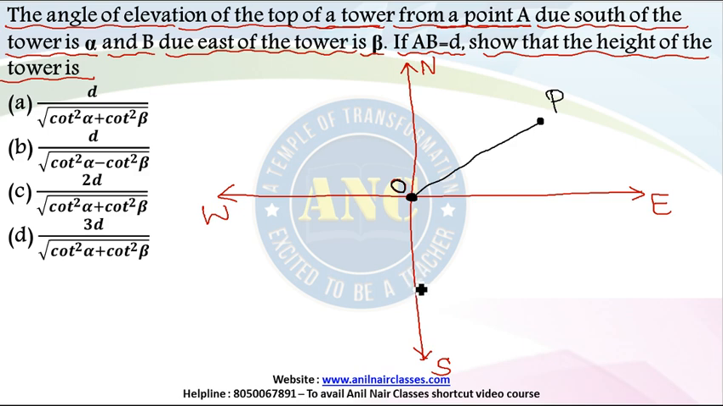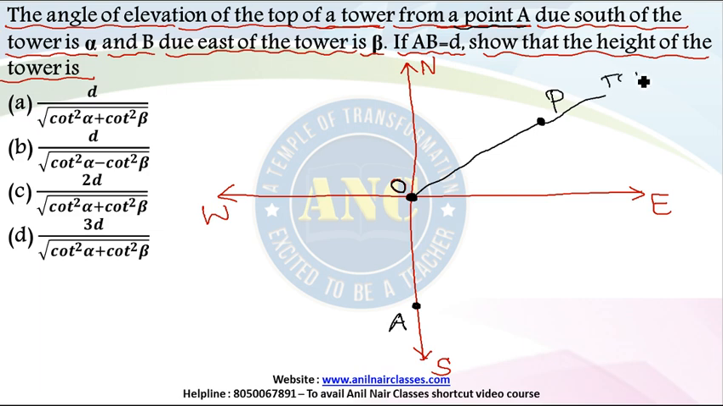Now that top of the tower, and from a point A due south, there is some point A which is on the south, and there the angle of elevation will become alpha, and that angle is 90 degrees. When you keep a pen and visualize, it will be very easy to represent, sir. That means if I tilt that pen or that tower into a 2D representation, this OP is nothing but the tower.